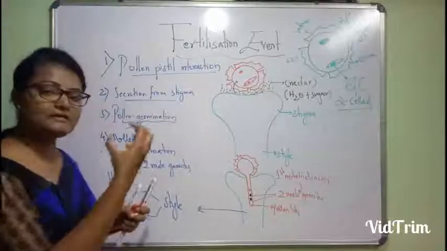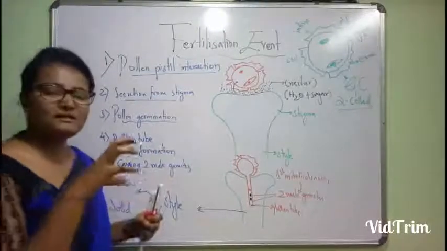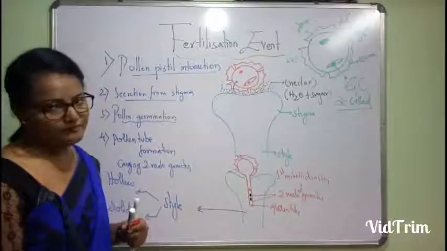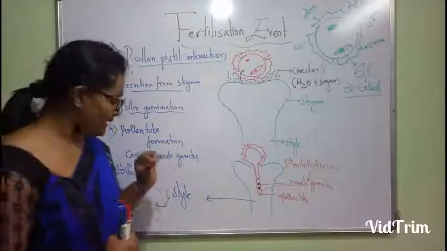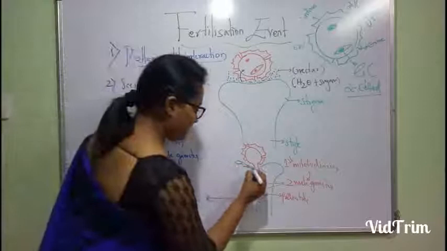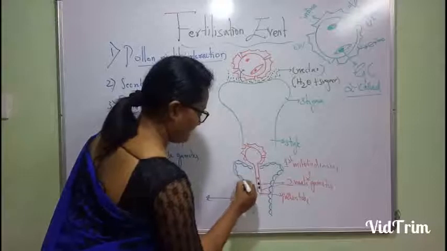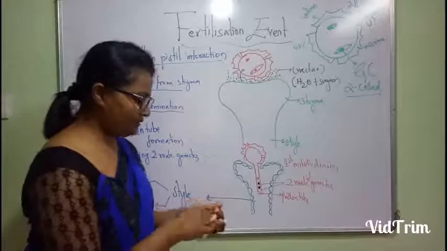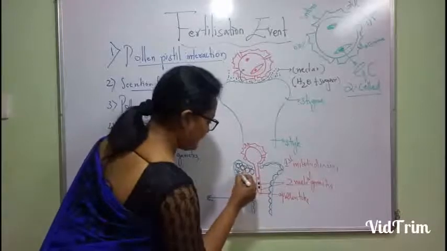They travel into the style and they reach the ovary. But when there is a solid style, there will be difficulty to travel. I'll tell you how they travel within the style. In a hollow style, they reach the ovule for the fertilization. If the style is solid, this wall of style is made up of epidermis, an epidermis layer, and within this epidermis they are composed of cells like this.